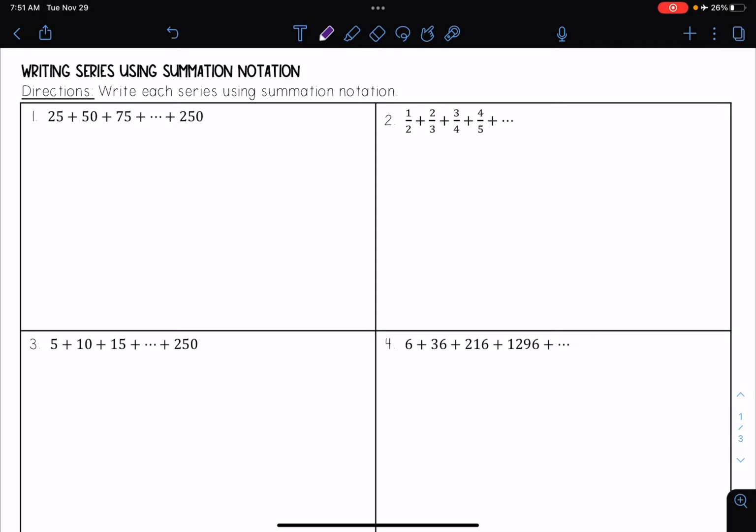this is the same thing as 25 times 1, 25 times 2, 25 times 3, and then this is the same thing as 25 times 10. So in other words, a sub i is equal to 25 times i, where i is equal to 1, 2, 3, ... 10.